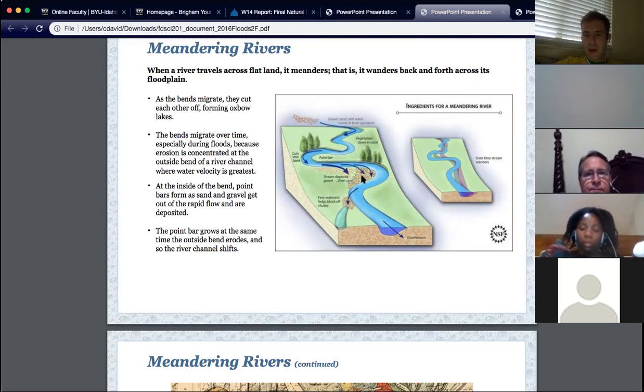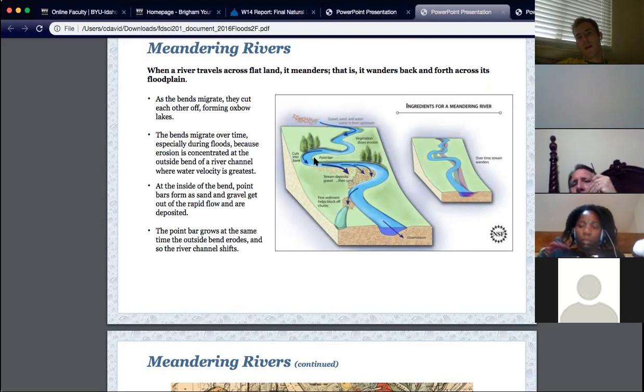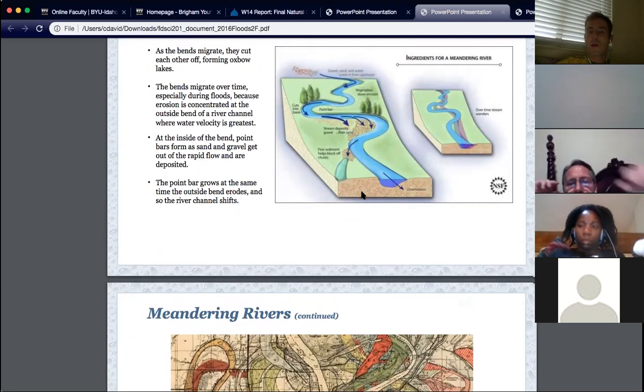These inside edges are called point bars. And they're growing at the same rate, for the most part, that you have erosion going on along this outside edge. Eventually, these bends can get so extreme that they'll actually get cut off. The river will say, you know what, it's actually easier to move the water through over here rather than all the way around this bend. So they'll all of a sudden abandon this channel and create a new channel going through right here. And those create what's called an oxbow lake.